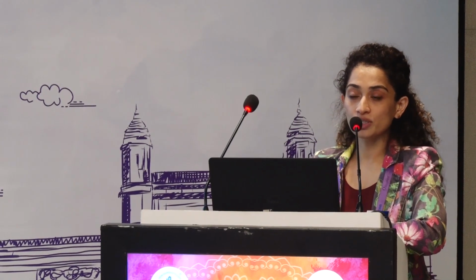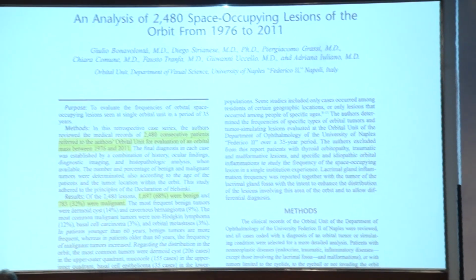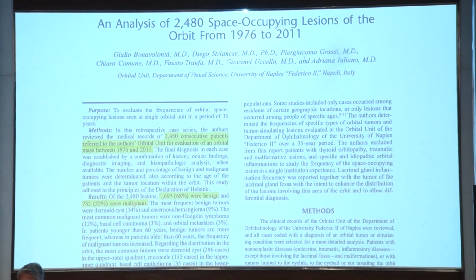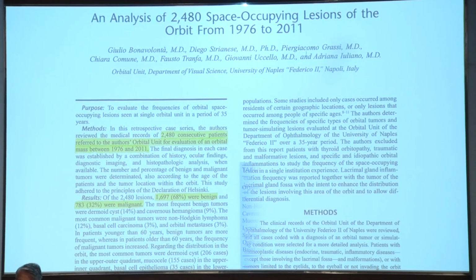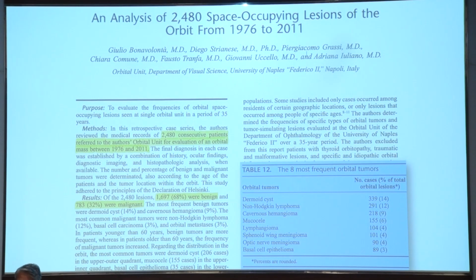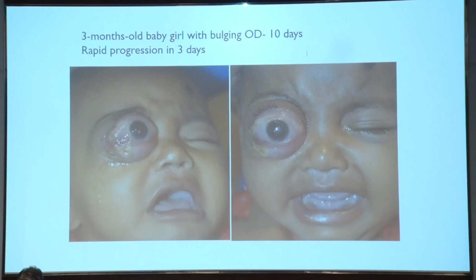This is a large analysis of 2,480 space-occupying lesions of the orbit. What they have reported is that 68% were benign, but 32% of the lesions in the orbit were malignant. Most commonly, even among the 8 most frequent orbital tumors, was non-Hodgkin's lymphoma, and lymphomas can mimic in different forms. Sphenoid wing meningioma, optic nerve meningioma, these are benign lesions. So among the 8 most frequent orbital tumors, lymphoma is topping the list, and you have to keep that in mind.